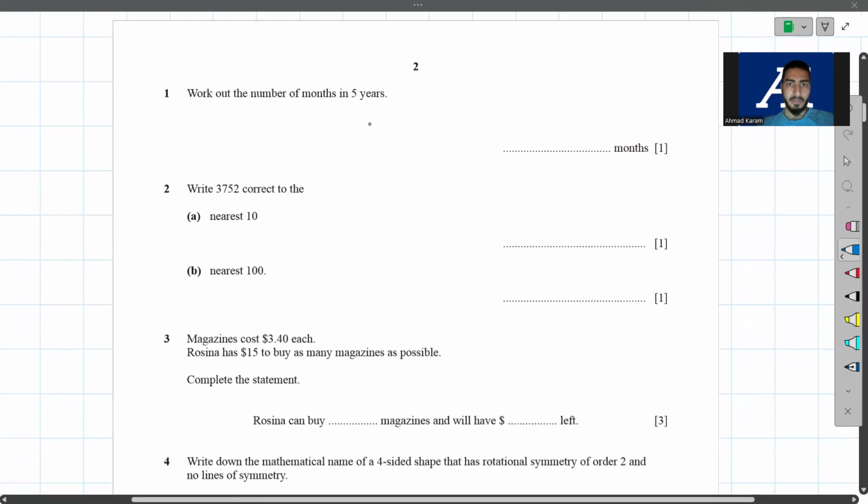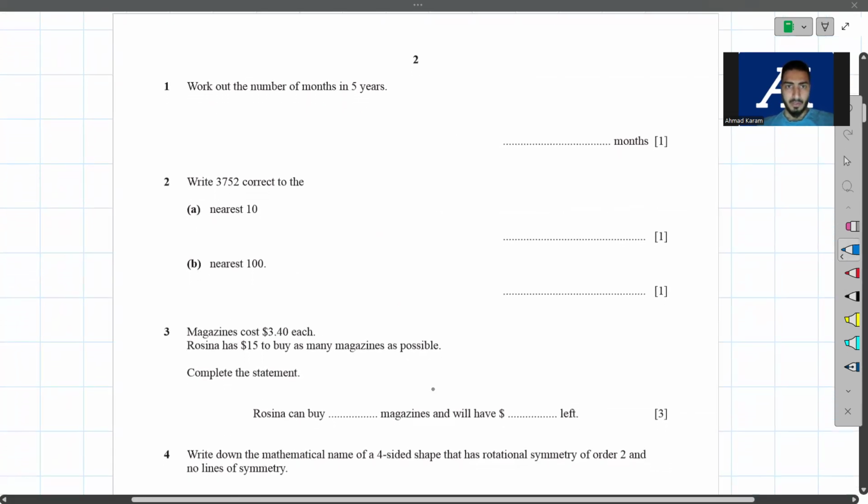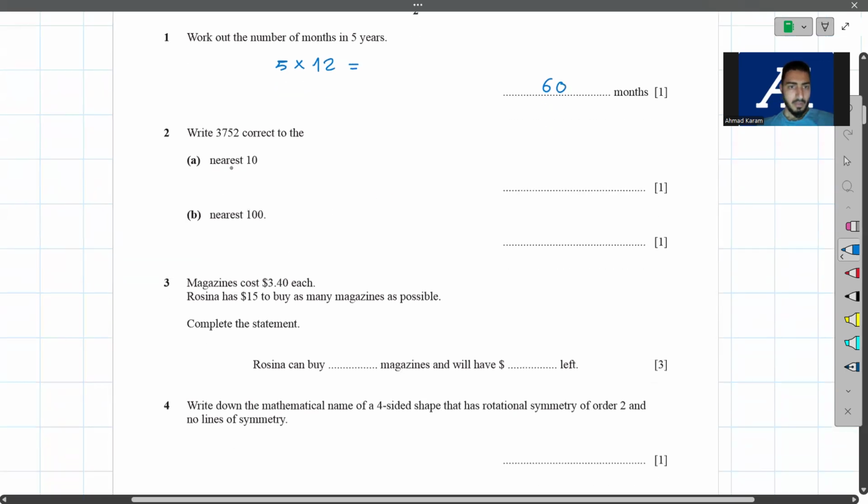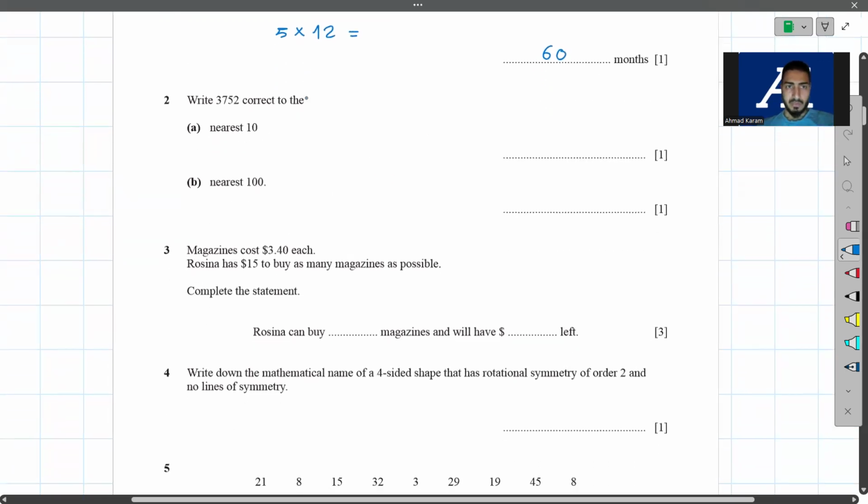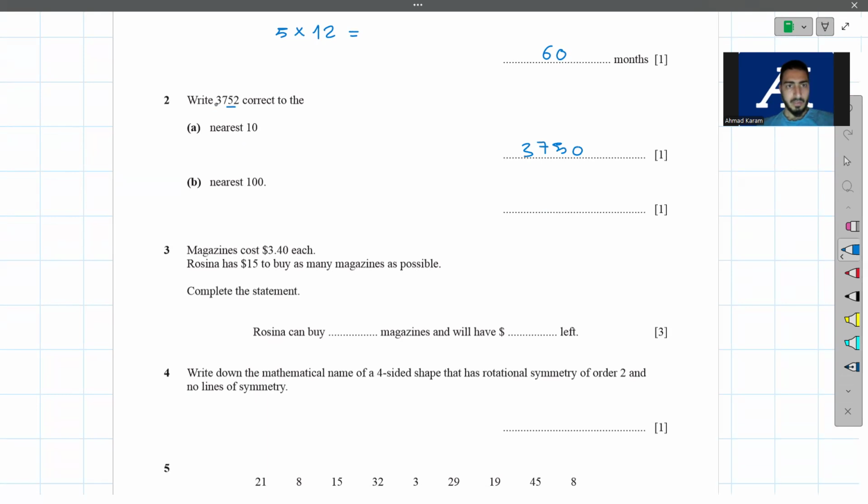Work out the number of months in 5 years. So it's just 5 multiplied by the number of months in 1 year, 5 multiply 12, which is equal to 60. This number corrected to the nearest 10 is 3750. Nearest 100, so it's 3800.